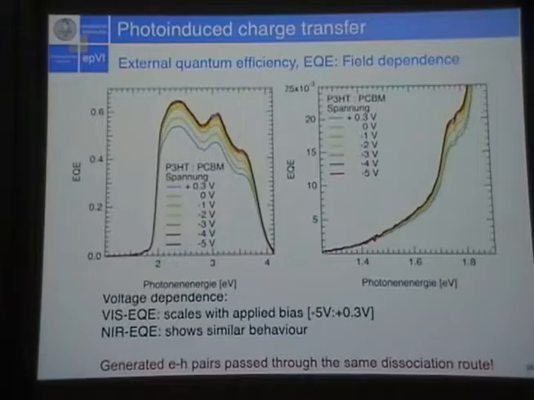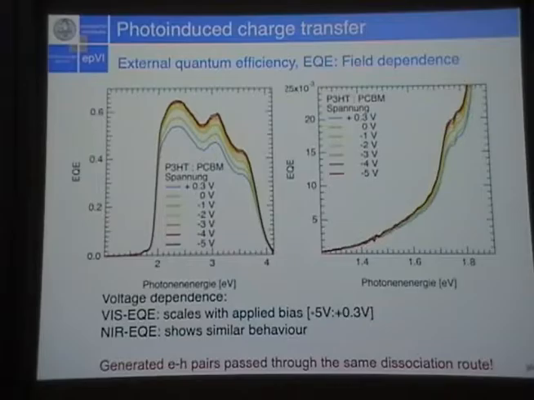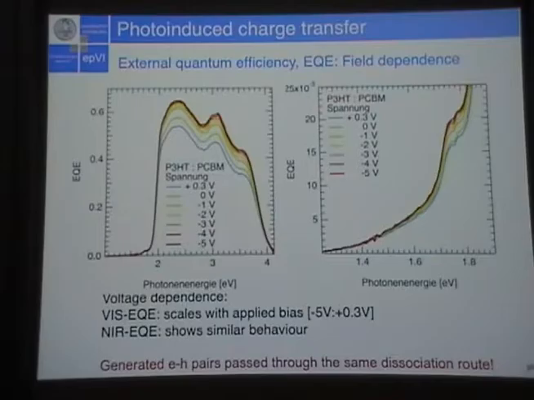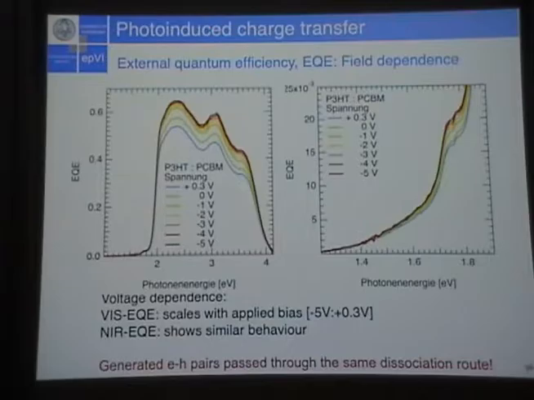So it gives quite an interesting conclusion. It seems that the electron-hole pairs in the near infrared range, but also in the visible range, pass through the same dissociation route. So if this part comes from the charge transfer state, it is a precursor to the photocurrent also in the visible range. The generated electron-hole pairs pass through the same dissociation route.